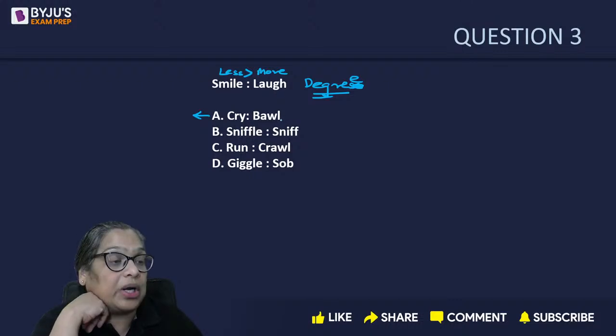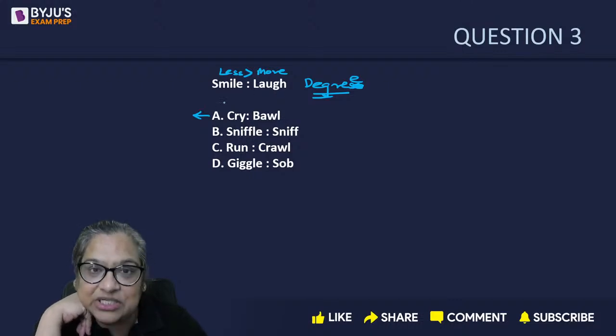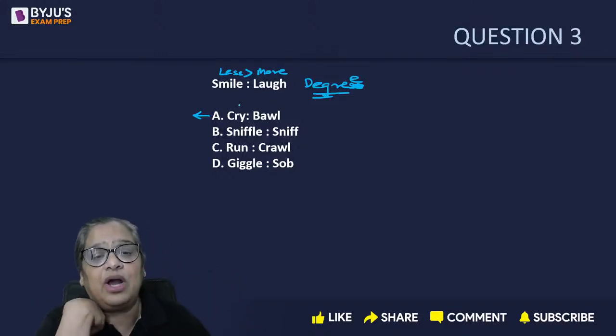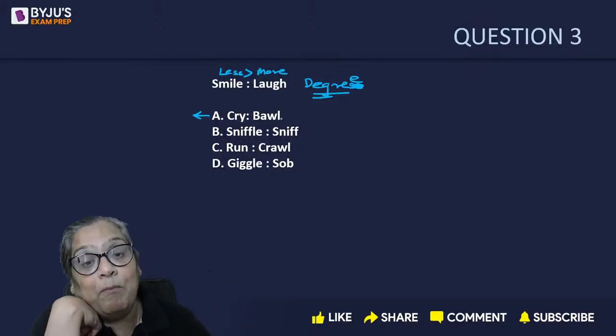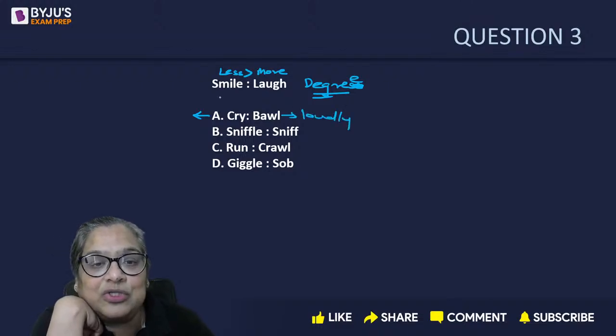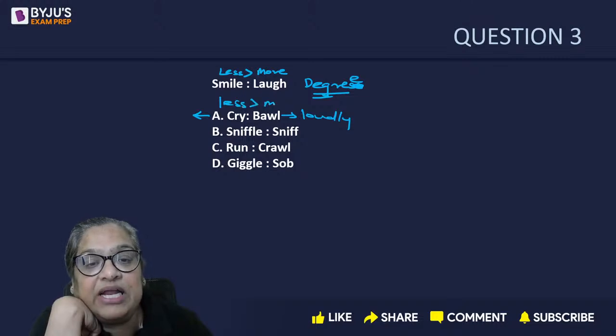Cry is to bawl. You just cry. You can cry in any which way, just silently, tears rolling down your eyes. Silently crying. Bawling means crying loudly. So this is also related in the same way. Less is to more. So that's my answer.